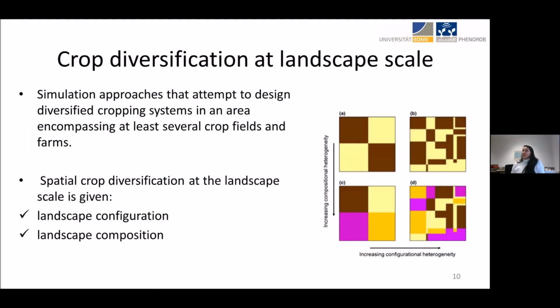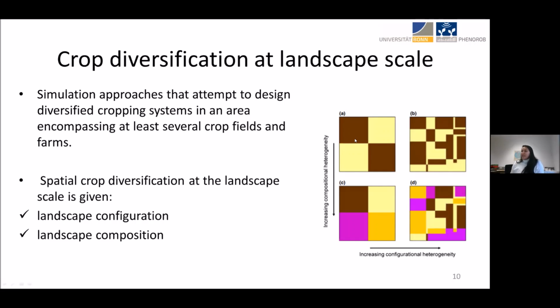As for the modeling of crop diversification at the landscape scale, in this part we define the landscape as approaches that attempt to design diversified cropping systems in an area encompassing at least several cropping fields or farms. And basically the spatial diversification at the landscape scale is given by two factors, landscape configuration and landscape composition. And you can see this diagram here on the right.